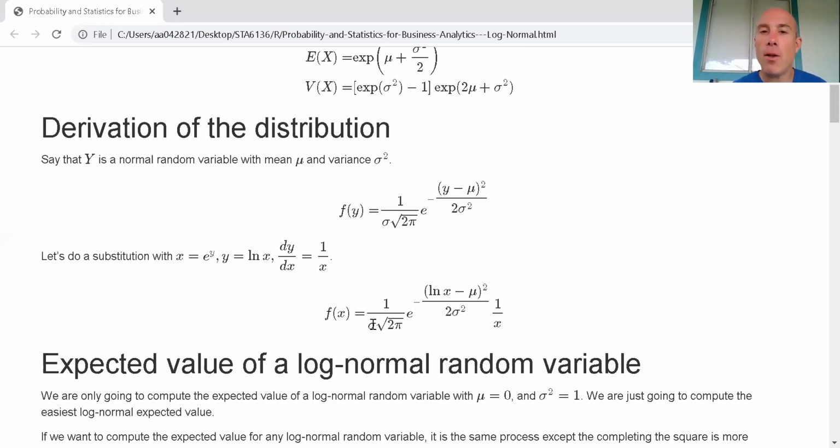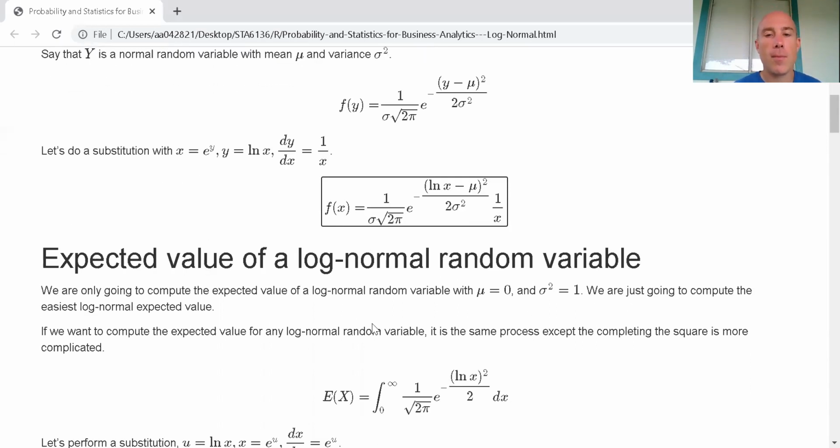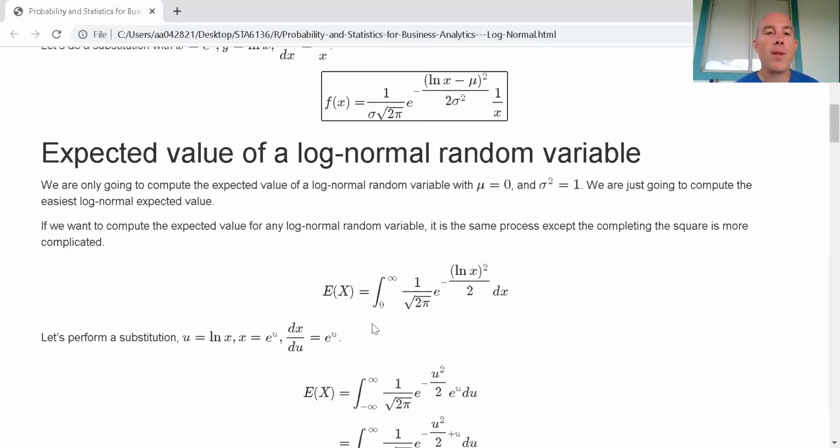Now let's think about expected values. If I'm going to do this for any old log normal, it's going to involve a completing the square step. That is kind of ugly. It's not that bad, but if you've never done this type of trick for integration, we shouldn't start with the most difficult case possible. So I'm only going to work this out for standard log normal. I'm going to compute the expected value, but only for when mu is equal to 0 and sigma squared is equal to 1.